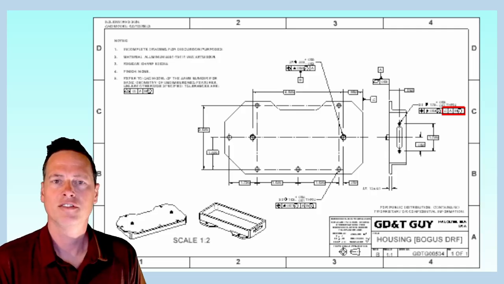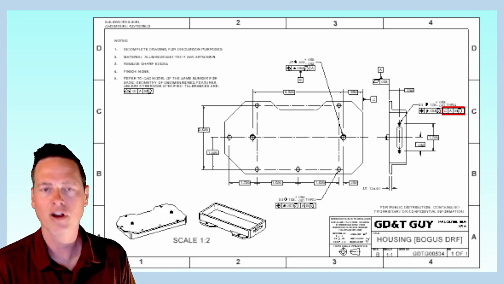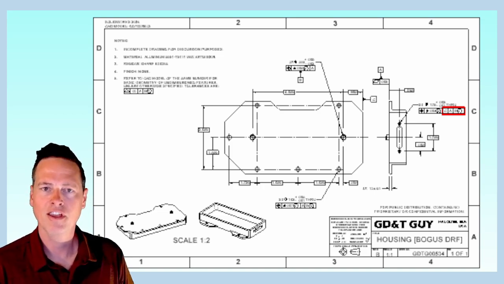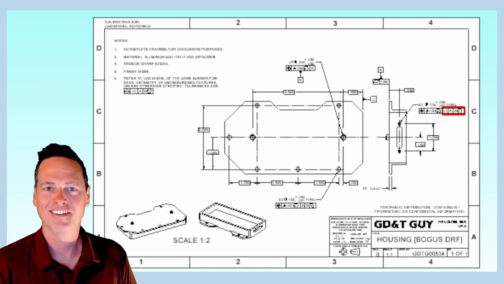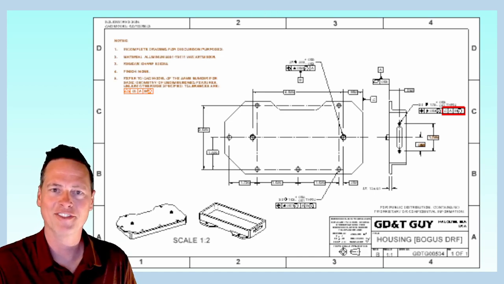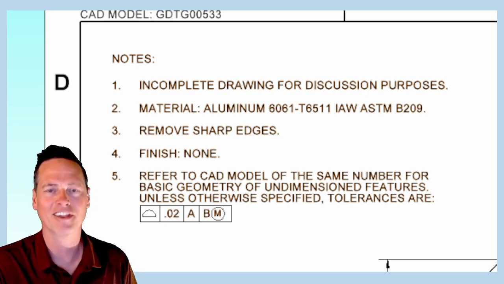Okay, so ready or not, let's look at another example of a bogus datum reference frame. This one is drawing GD&T 00534. It's a housing, and it's a little bit of a shout out to our inch people out there. Real quick, let's start off looking at these general notes. Note 1 is a little disclaimer about the drawing being incomplete.